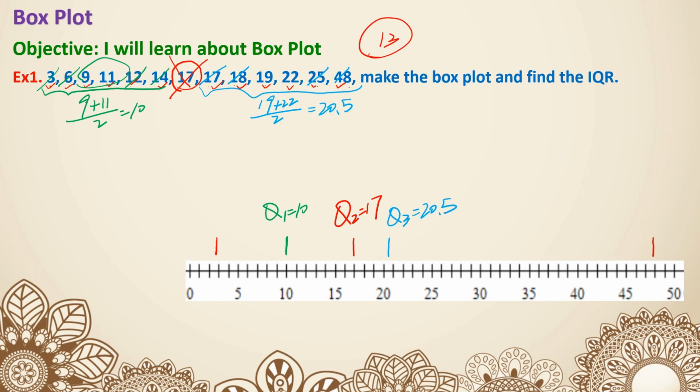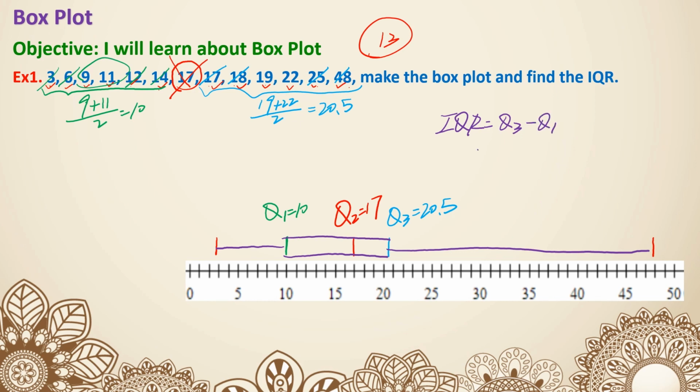And then we are going to connect the middle 3, so Q1, Q2, Q3 to make the box. That's the middle 50% of the data. So I'm going to connect that with the first, the minimum, and the maximum. There we go. IQR, that is Q3 minus Q1, which in this case is 20.5 minus 10, which is 10.5. And that is example 1. Moving on.